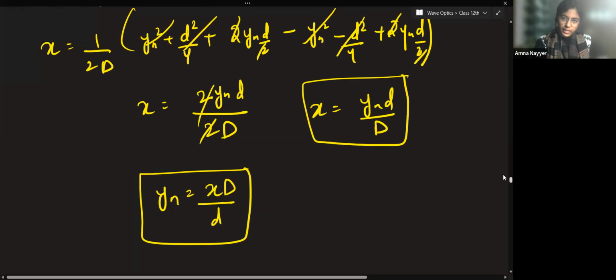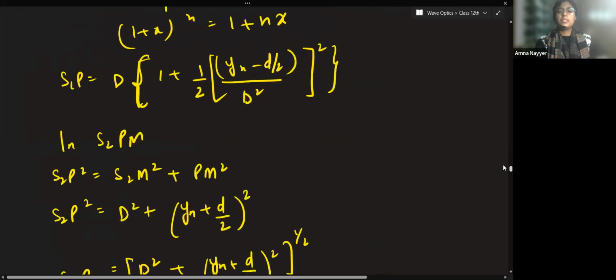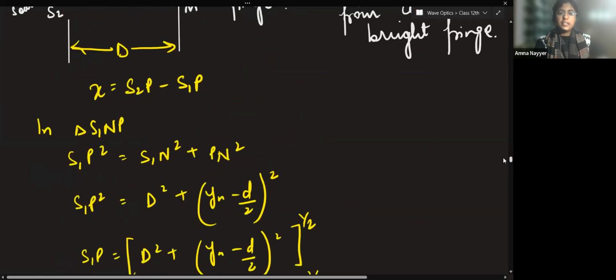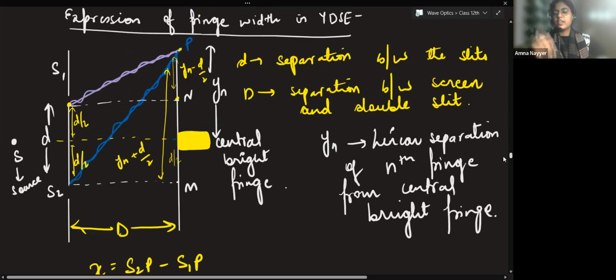Do one thing, class. Start noting it down. Whichever step you're not able to understand, because this is a very lengthy derivation. I tried to make it concise, but it is very lengthy. We have 3 steps. See, class. X is S2P minus S1P. S1P's value calculated from this triangle, put it. Calculate the value of S2P from this bigger triangle and put it. Fine? Then you simplify, get a relation between yn, capital D, small d, and x. Note it down. Wherever you're not able to understand, you are free to ask. I'll repeat it because it is lengthy, I understand.